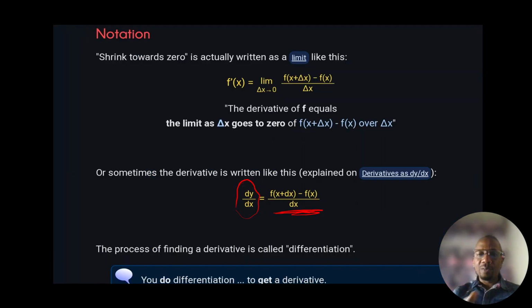Now, this is just notation. How do we represent it? How do we write it in notation form? F of x, f prime of x, limit as dx tends to 0 of f of x plus dx minus f of x over dx. That is, f prime of x is equal to dy dx.